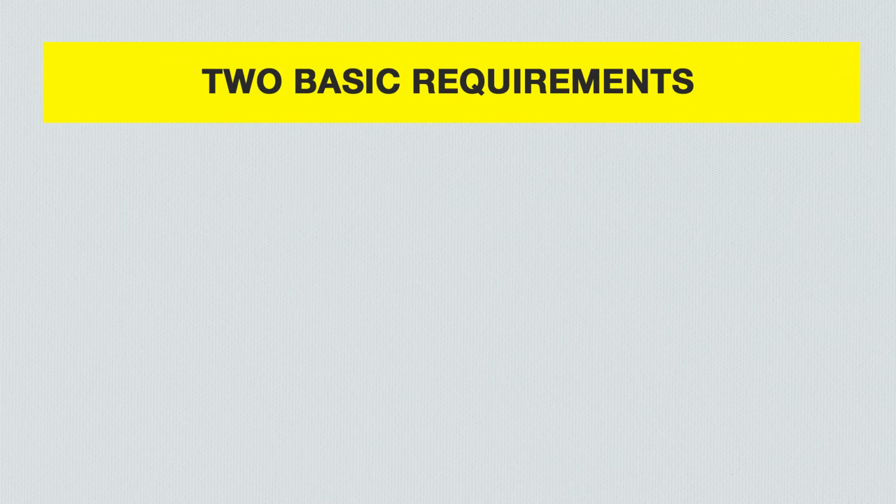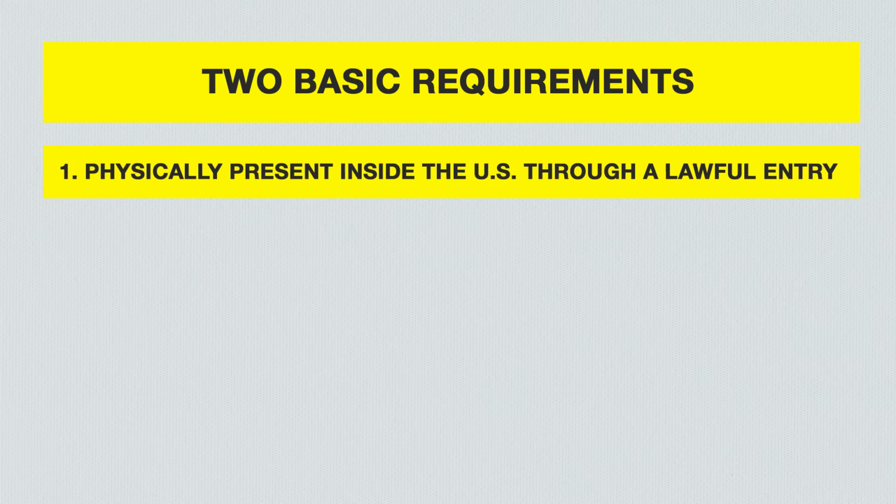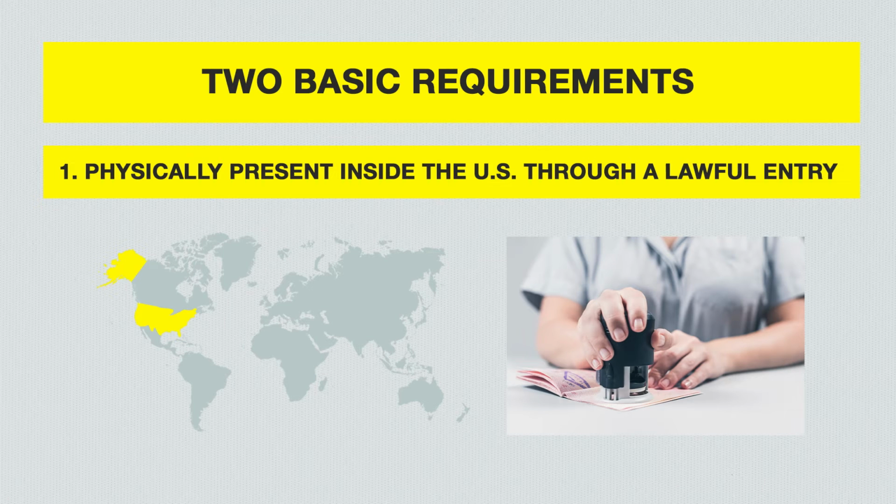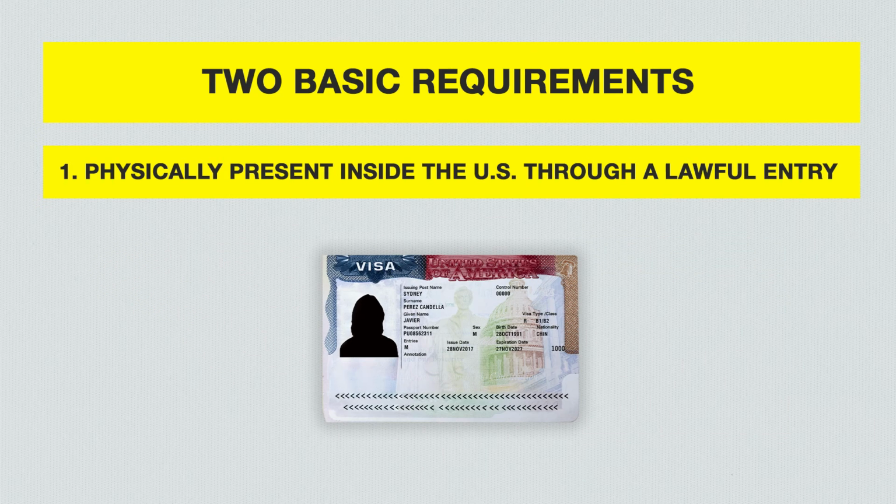There are several requirements for green card eligibility. Two of the basic requirements to file Form I-485: the applicant must be physically present inside the United States through a lawful entry. In other words, you must have been legally admitted or paroled into the U.S. For most people, this means that you entered the U.S. with valid documentation and made face-to-face contact with a U.S. immigration officer, and that officer acknowledged your entry to the United States. If you entered with a valid non-immigrant visa, but that visa has since expired, you still had a lawful entry.